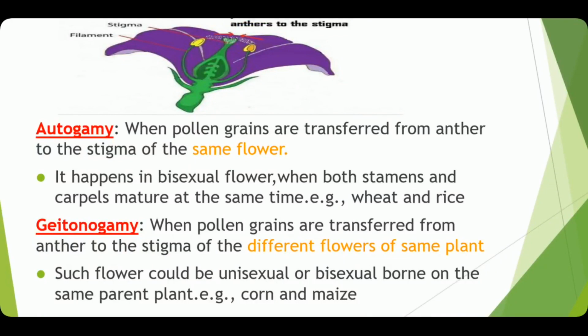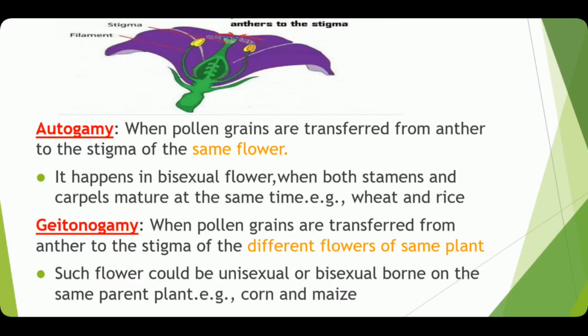Then geitonogamy. Geitonogamy means when pollen grains are deposited from the anther to the stigma of a different flower, but on the same plant, then it is called geitonogamy.